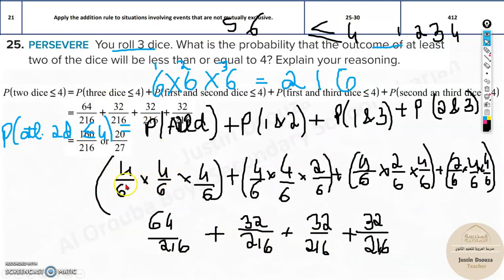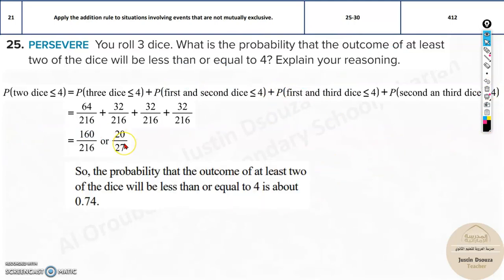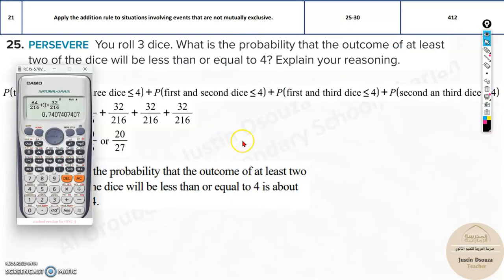But over here you can see 4 by 6 multiplied by 4 by 6 multiplied by 4 by 6 is 64 for all three dies. Whereas for the first and second dies only, it will be 4 by 6, 4 by 6. Here, remember, it will not be less than or equal to 6, so it will be the remaining 2 by 6. And similarly, you can solve this. So that is the answer, 20 by 27. The same answer we also got.